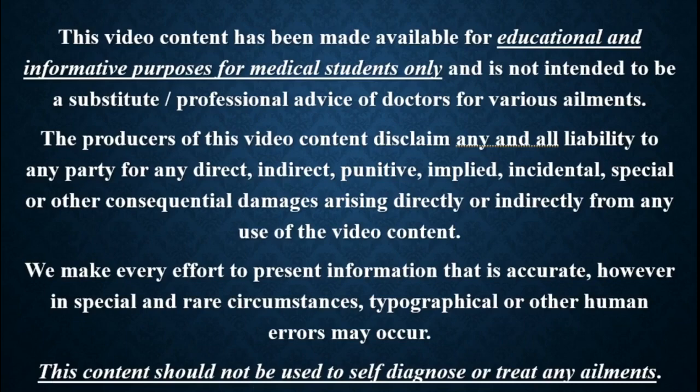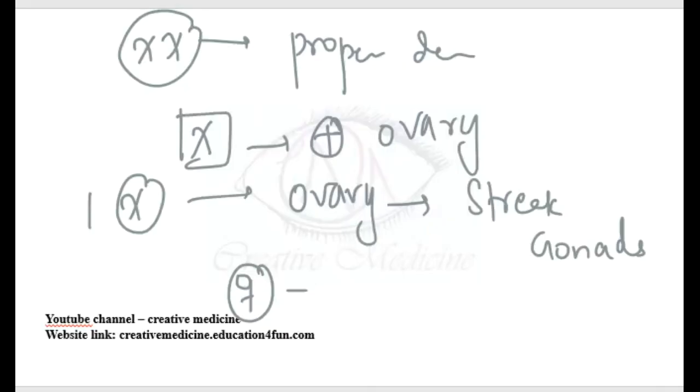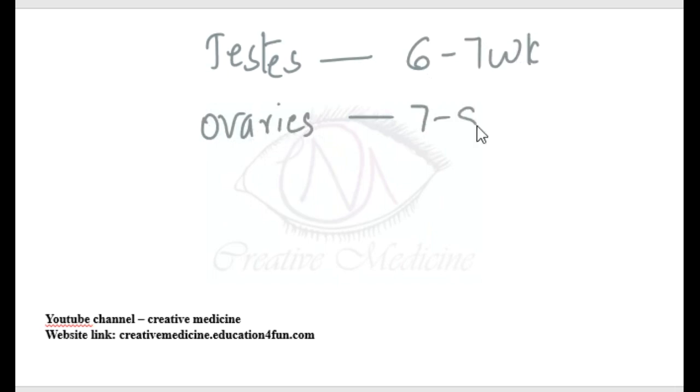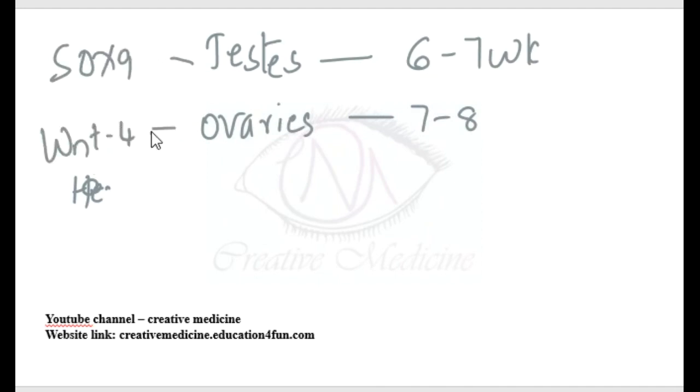In this lecture, we will learn about testis. Formation of testis and ovary: testis is formed by 6 to 7 weeks. Ovaries are formed by 7 to 8 weeks. Helper gene for testis formation is the SOX9 gene. Helper genes for ovary formation are WNT4 and RSPO1 gene.